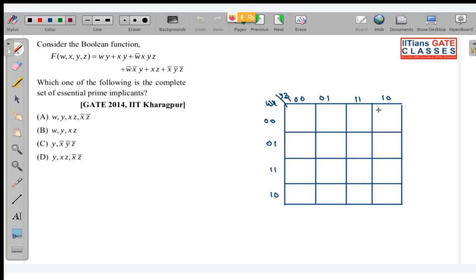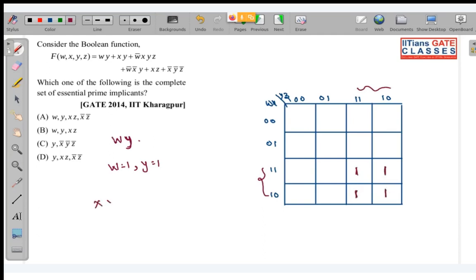So look over here. They have given you minterms. Now how to quickly fill them? The first minterm is wy. That means w equal to 1, y equal to 1. So search for the places where w is equal to 1. That is in these two places, and y equal to 1 is available in these two places. So all the common places you are going to fill with 1.